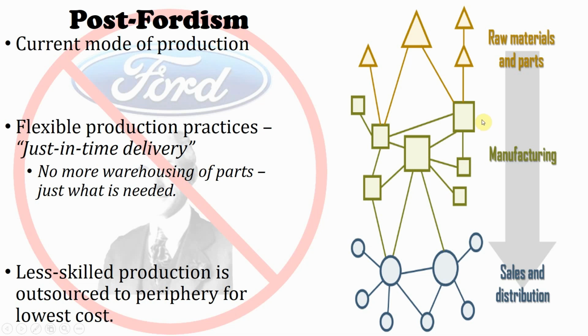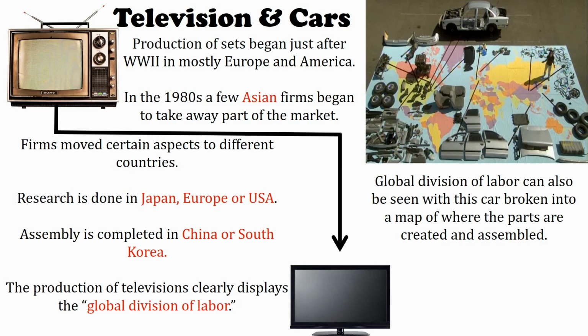So in a Fordist world, everything's done in one location. And in a post-Fordist world, it's done all over the world. All right, Fordist one, post-Fordist multiple. So that's the difference. And yesterday, in the other video, we looked at how this change is occurring. We see it a lot with televisions and cars. Now television is different today, but the idea of a TV.